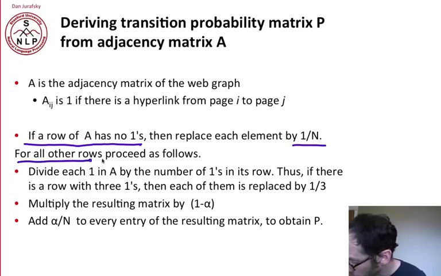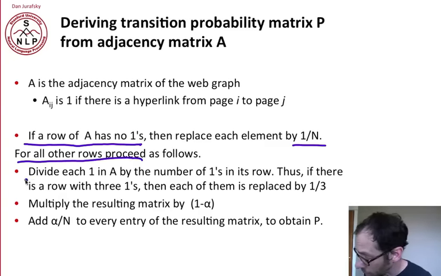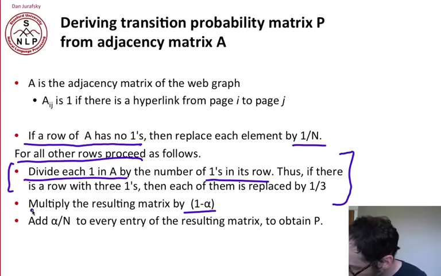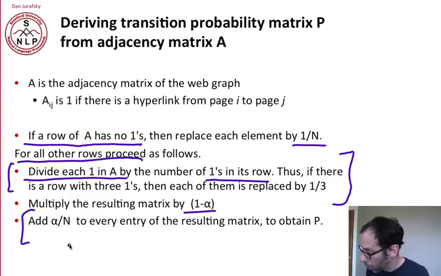For any other row, so rows that do have outgoing links, we're going to proceed as follows. First, we normalize, so we divide each 1 in A by the number of 1s in its row. If a row has 3 1s, we'll turn them all into 1/3. So we're getting a probability matrix here. Now we multiply that by 1 minus alpha. So with probability 1 minus alpha, we're going to take one of our random outgoing links. And now we add alpha over n to every entry of the matrix. So with probability alpha over n, we go to some other random place.